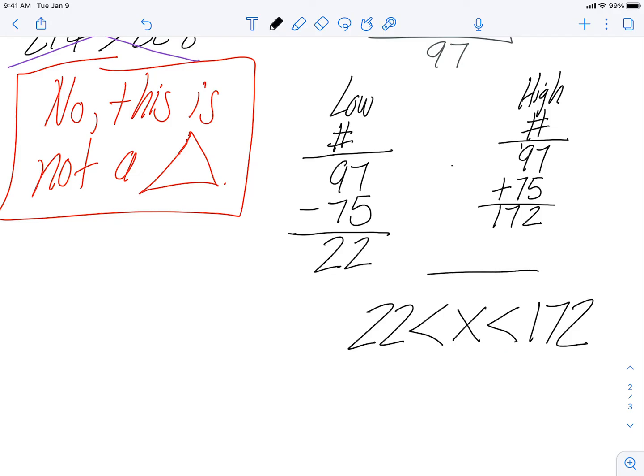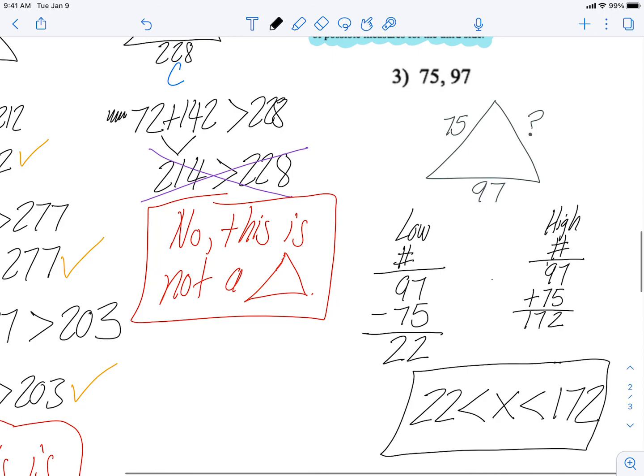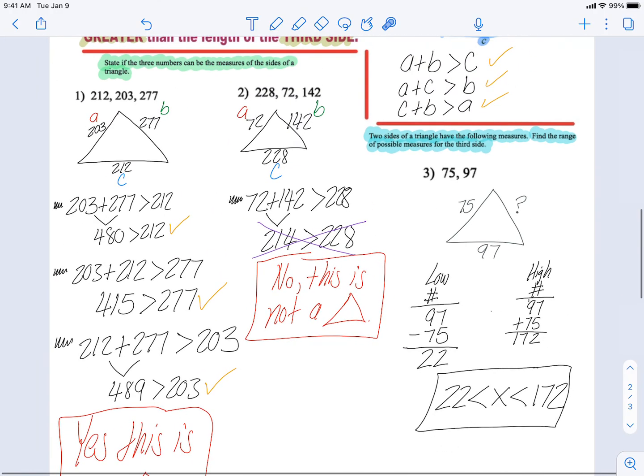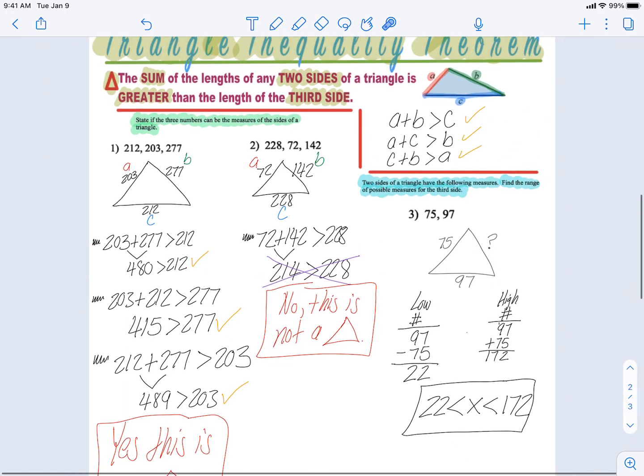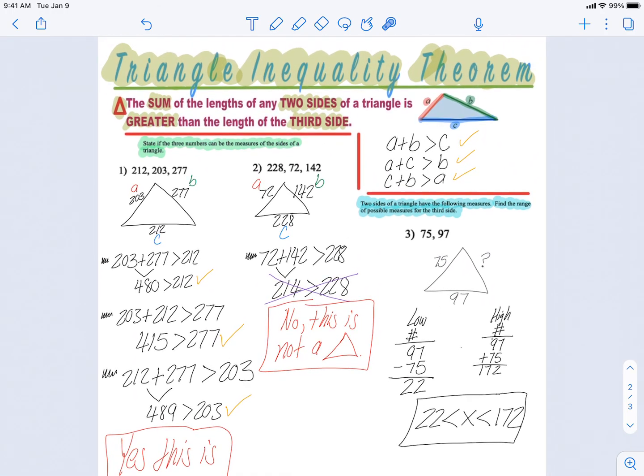And that right there is our solution for number 3, right? This is the low, and this is the high. That's the range. It can go between 22 and 172. Okay? And that right there, kiddos, are the kind of problems that you're going to see in this next assignment, triangle inequality theorem. Right?